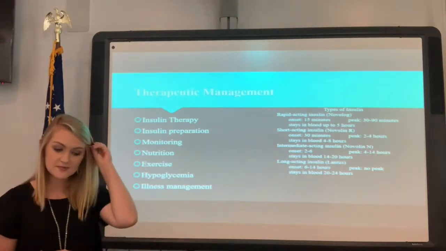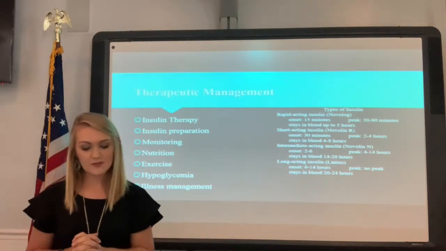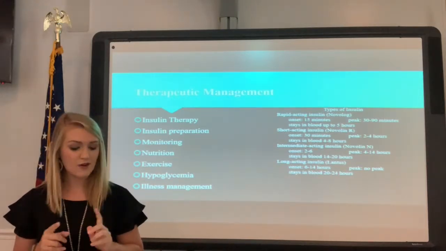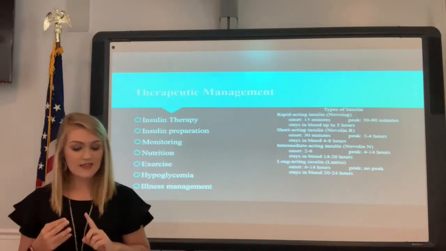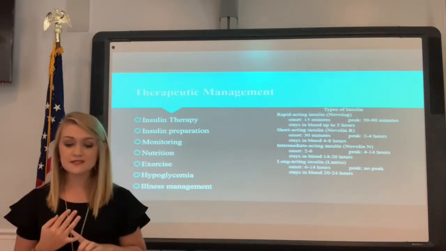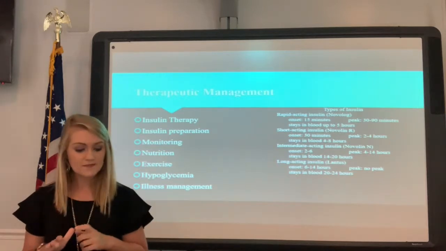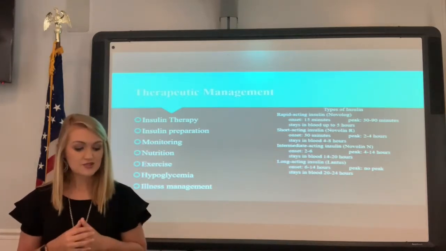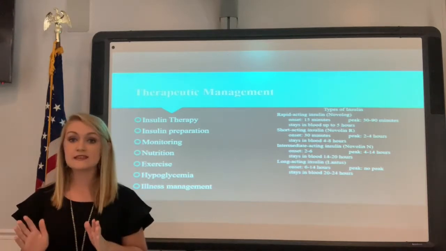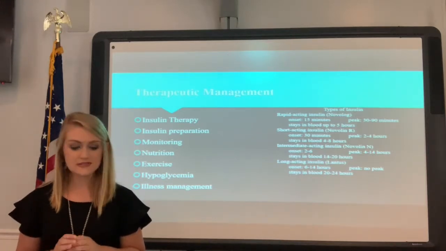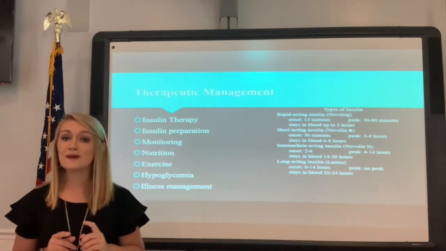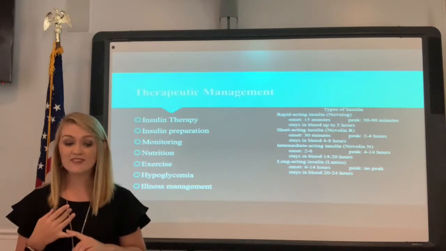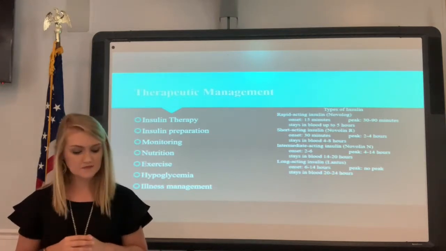So, some therapeutic management. The management of the child with type 1 diabetes consists of a multidisciplinary approach. It involves the family, the child, the endocrinologist, the diabetes nurse educators, nutritionists, exercise physiologists, and mental health professionals. Treatment is focused on replacing the insulin that the child is unable to produce. Insulin needs are affected by emotions, nutritional intake, activity, and life events such as illness or puberty.